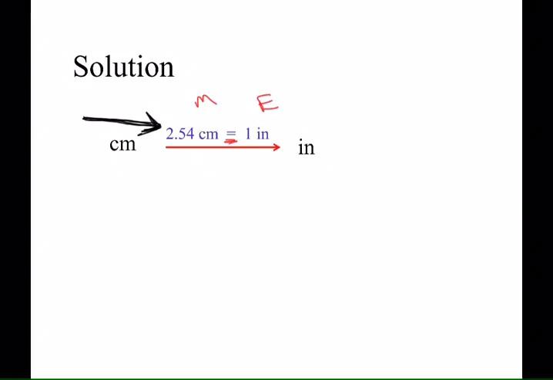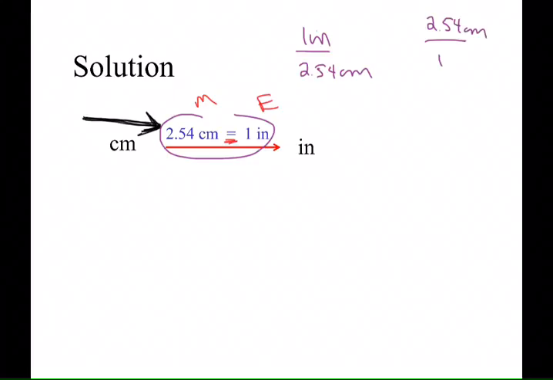From that equivalency statement, just to make sure we're all on the same page, we can make 2 unit factors. We could take 1 inch over 2.54 centimeters, and that is 1. The flip of that is also equal to 1: 2.54 centimeters over 1 inch. Sometimes I call this A and this B. We're going to use the one that makes units cancel. In this case, we want units of centimeters to cancel, left with units of inches.